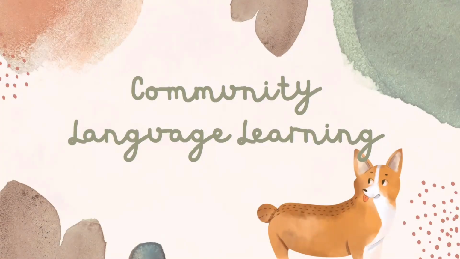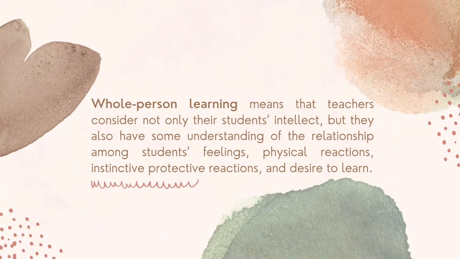Today we're going to discuss a new approach in language teaching, which is the community language learning, or CLL. So the method we will examine in this chapter advises teachers to consider their students as whole persons. Whole person learning means that teachers consider not only their students' intellect, but they also have some understanding of the relationship among students' feelings, physical reactions, instinctive protective reactions, and the desire to learn.